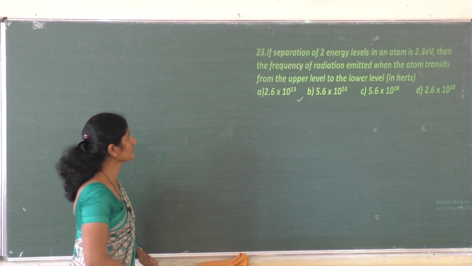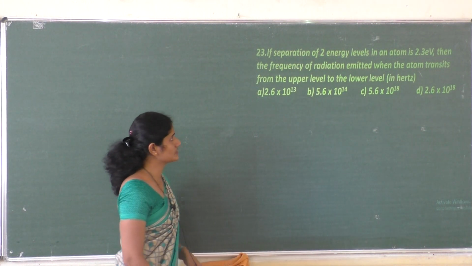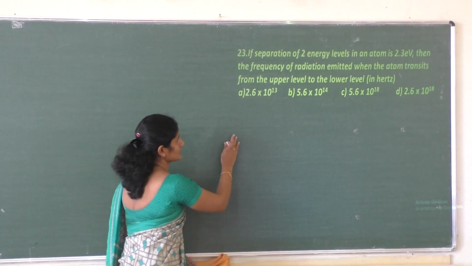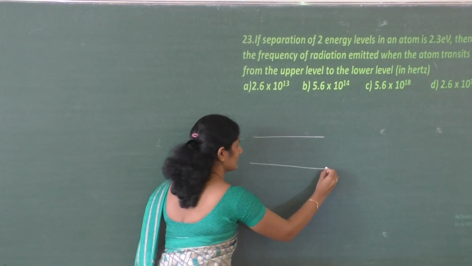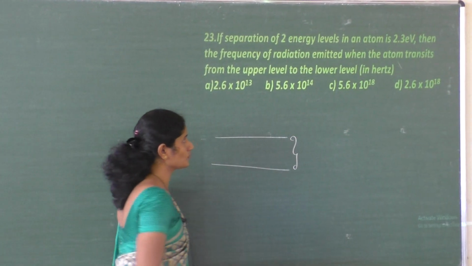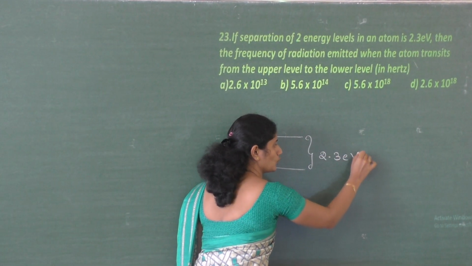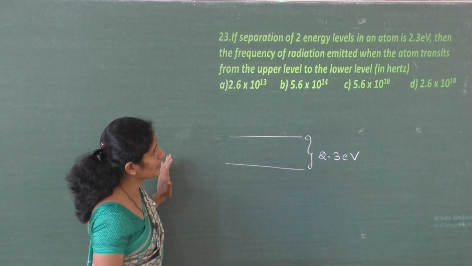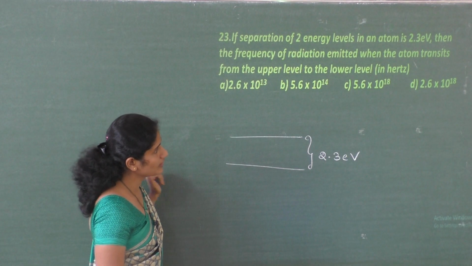Next question: the separation between two energy levels in an atom is 2.3 electron volt. Consider these two energy levels. The separation between these two is already given, that is 2.3 electron volt. Then what is the frequency of radiation emitted when the atom transits from the upper level to the lower level?